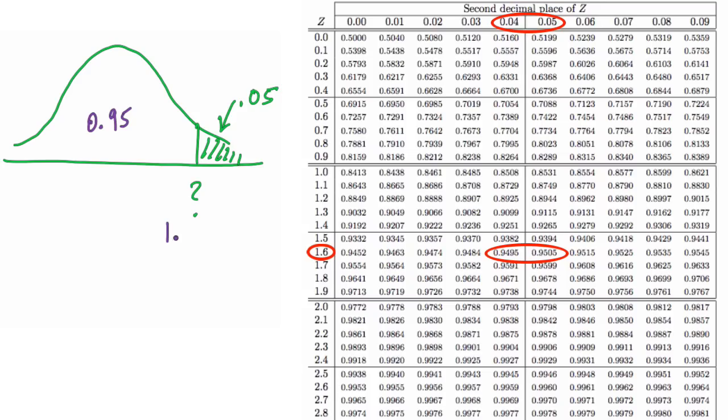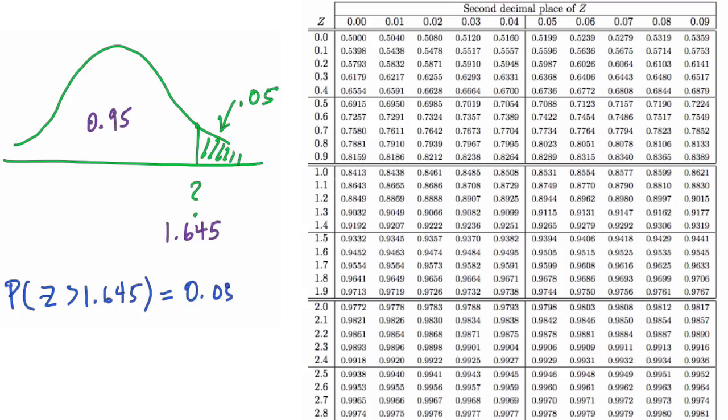So we estimate that 1.645 is the value from a standard normal distribution that has probability above it, or being greater than it, of 0.05. That is, the probability that z is greater than 1.645 is about 0.05.